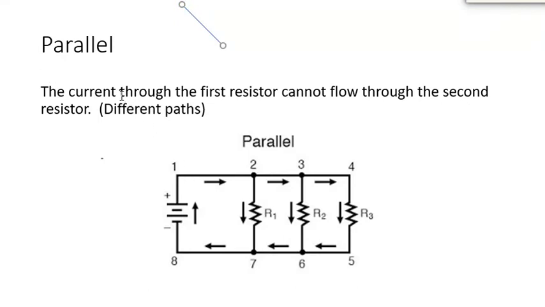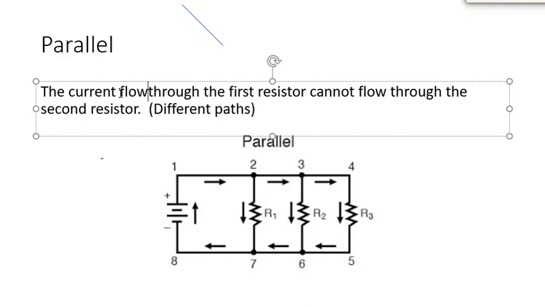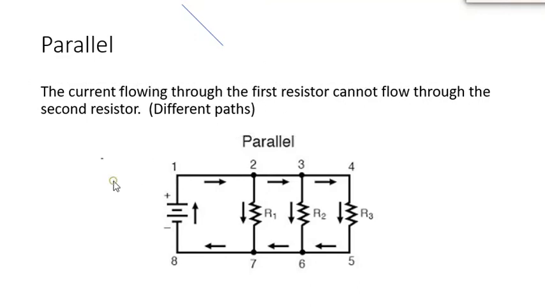Alright, so the current flowing through the first resistor cannot flow through the second resistor because they're different paths. So I have these charges, and we're going to talk about these arrows a little later. We have the negative side of the battery, and I'm going to say charges are coming out the negative side, so I'm going to kind of ignore the arrows in this picture. Well, the charges come this way.